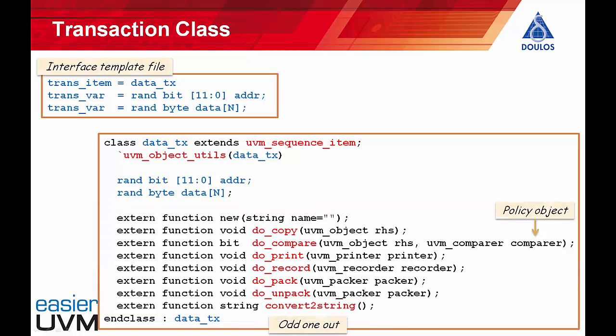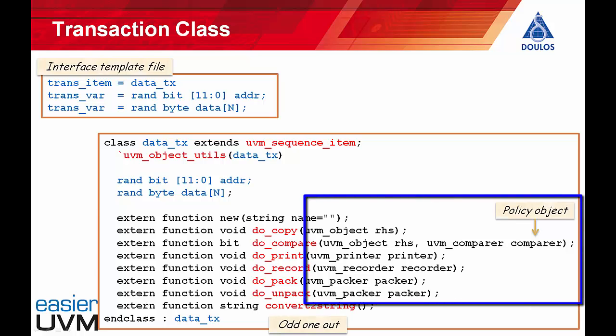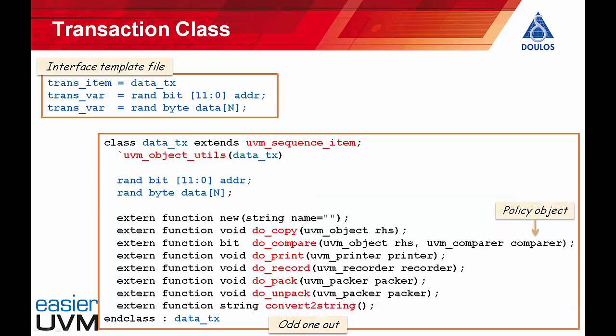Many of them have a so-called policy object, like comparer and printer and recorder and packer. The policy object argument here is always optional, but if you do provide it, you can use policy objects to fine-tune the behavior of the individual methods. We'll see an example of that later on. Another thing to notice is that there's an odd one out, convert to string. So most of the methods here have a do prefix, convert to string doesn't, and neither does convert to string take a policy object as an argument.